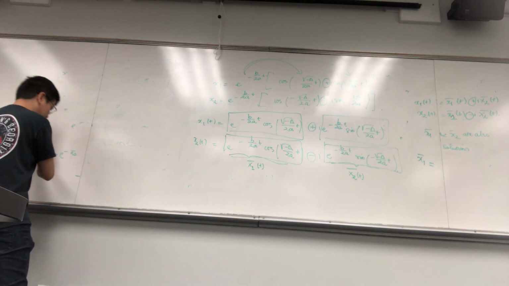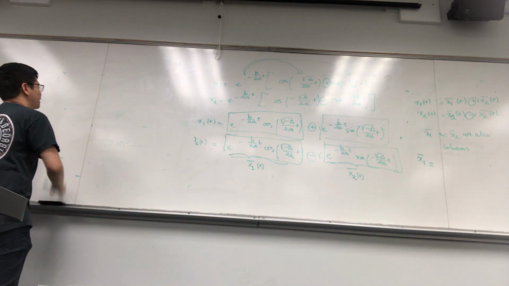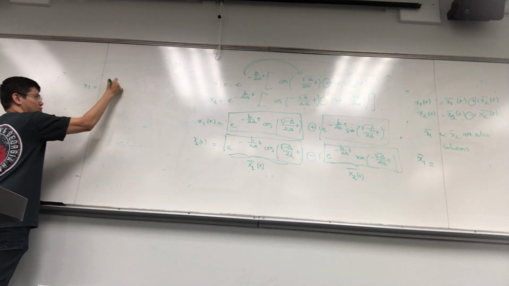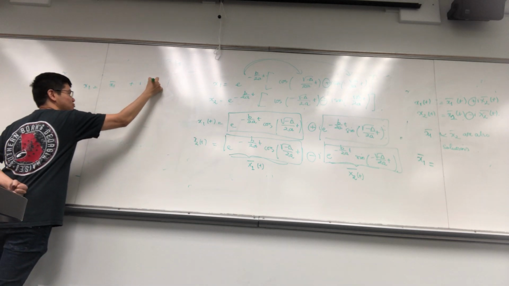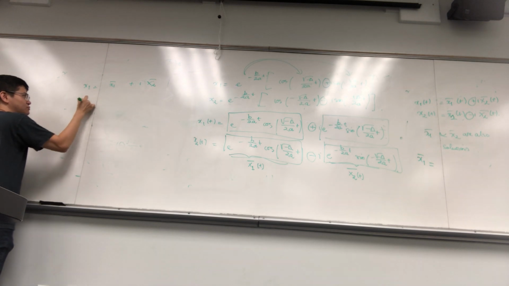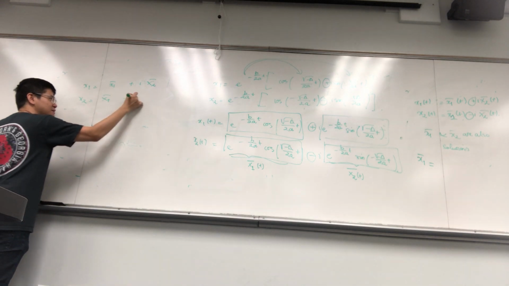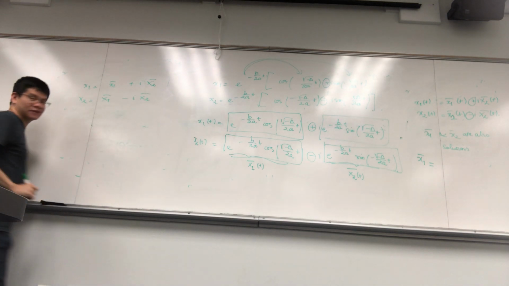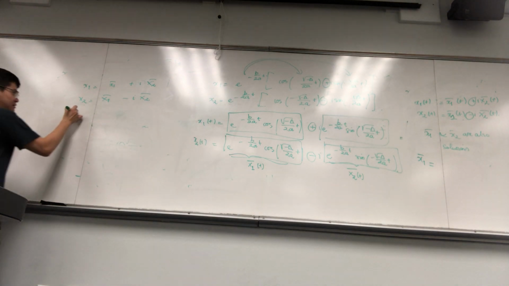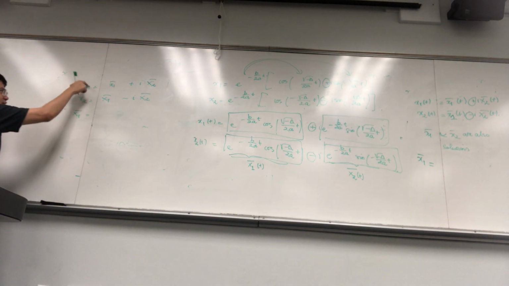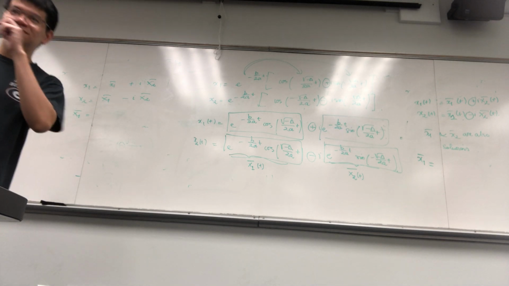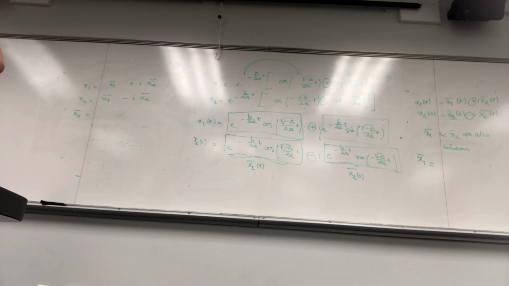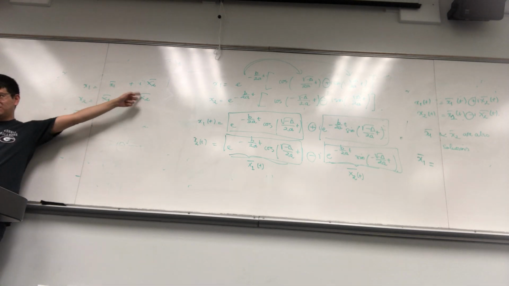Now, I have what? I have x1 is x1 bar plus i x2 bar, right? x2 is x1 bar minus i x2 bar. And I want to write x1 bar as a linear combination of x2 and x1. Yes? Would it be... No. So I have x1 is x1 bar plus i x2 bar.